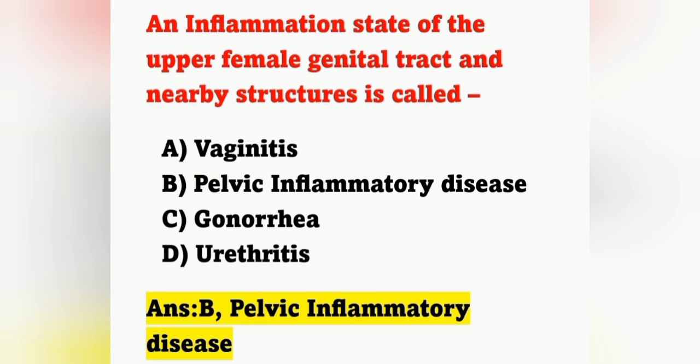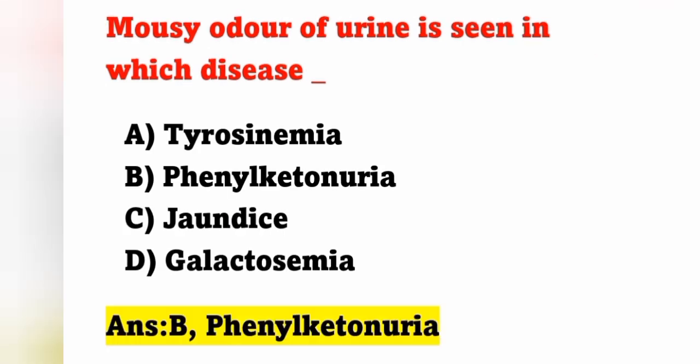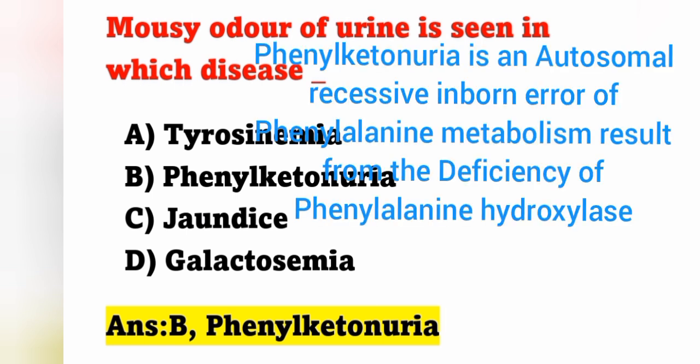And the next question, mousy odor of urine is seen in which disease? Option A tyrosinemia, option B phenylketonuria, option C jaundice, option D galactosemia. And the correct answer is phenylketonuria. Option B is the correct answer. Mousy or musky odor of the urine is seen in phenylketonuria.